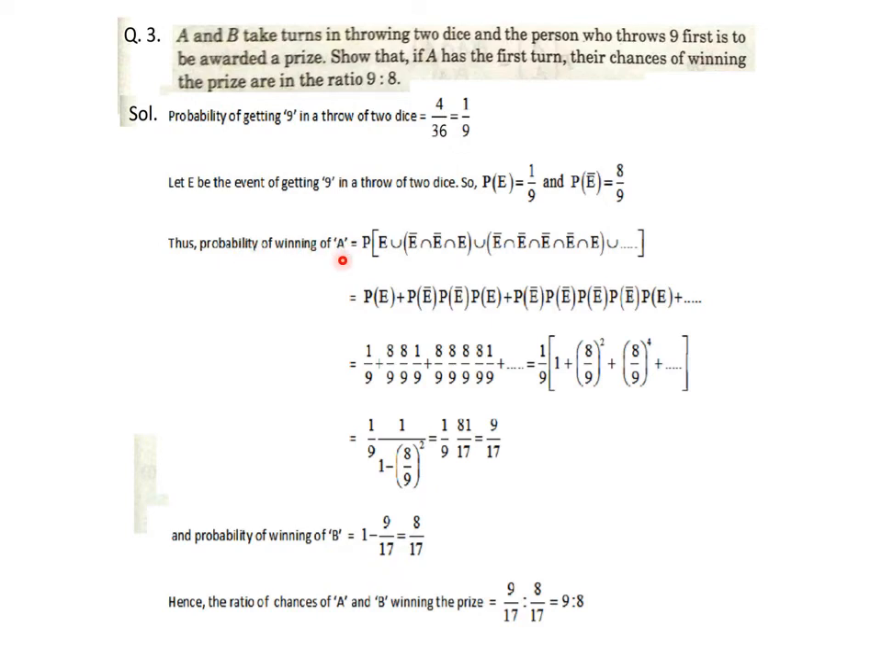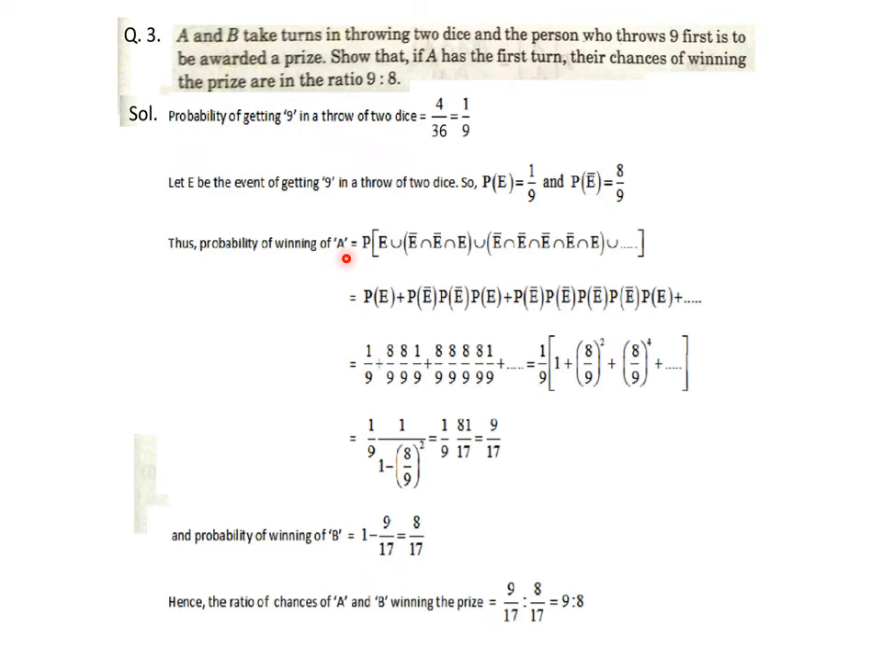Now winning of A is available in multiple options. How? A can win, as he is starting the game, in the first attempt. If he does not win, then he will not throw 9, and then B will start his turn and he will also not throw 9. So A fails and B fails, and then the turn of A comes again, and then he throws 9, then he may win. That is, A may win in the first attempt or in the third attempt after failure of first and second attempts by A and B, and if not, then he may win in the fifth attempt after 4 failures, 2 by A and 2 by B continuously, up to infinite.